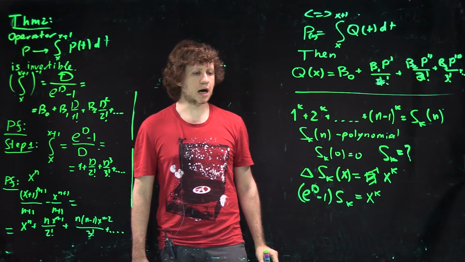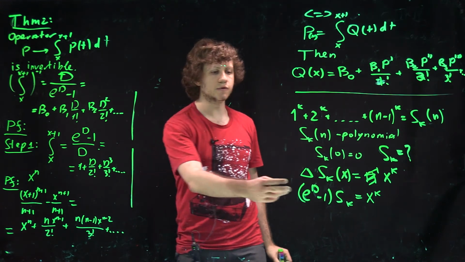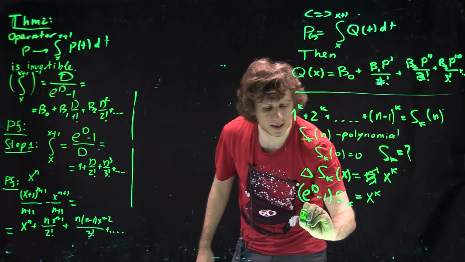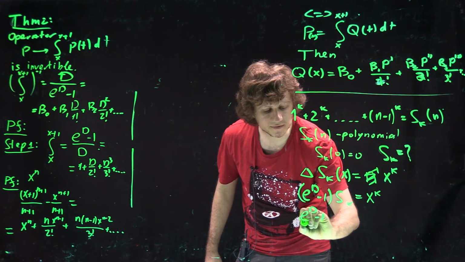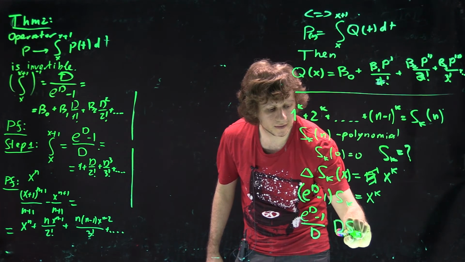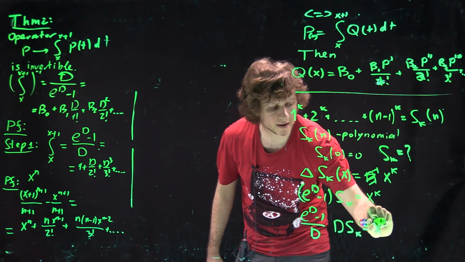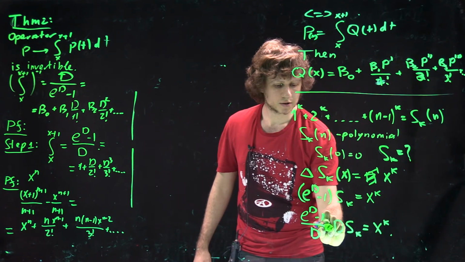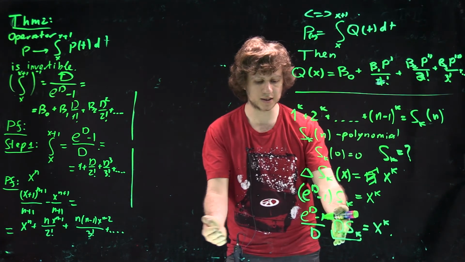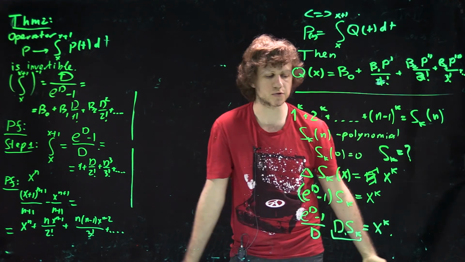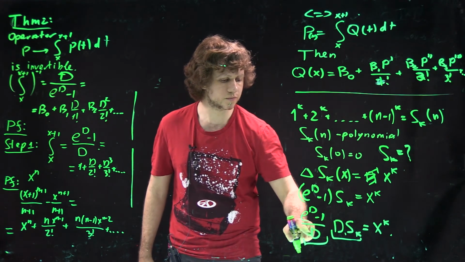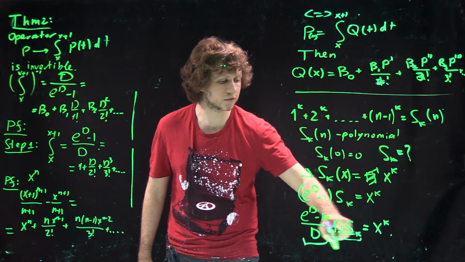Perfect. I don't know how to take the inverse of e to the power D minus 1. This is what I would love to do. But let me rewrite it instead as e to the power D minus 1 divided by D, applied to D S_k. And this is, of course, again x to the power k. I can do that because after all, I just had this power series multiplied by D, applied to S_k, that's absolutely legitimate. And now the only thing I need to keep in mind is that this one is now invertible.